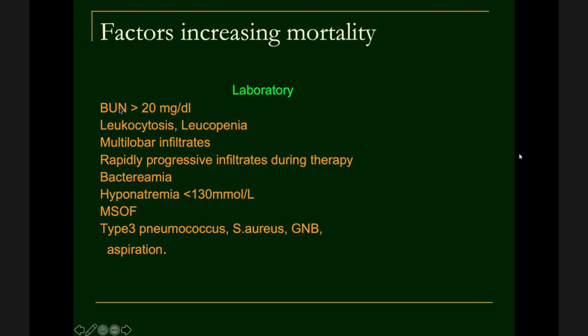And lab findings: if the blood urea nitrogen is more than 20, if the patient has leukocytosis or leukopenia, if there are multilobar infiltrates, rapidly progressive infiltrates during therapy, bacteremia, hyponatremia less than 130 millimole per liter, multi-system organ dysfunction, and type 3 pneumococcus, Staph aureus, gram-negative bacilli, and aspiration. So these are the factors which increase the mortality in a patient with pneumonia.